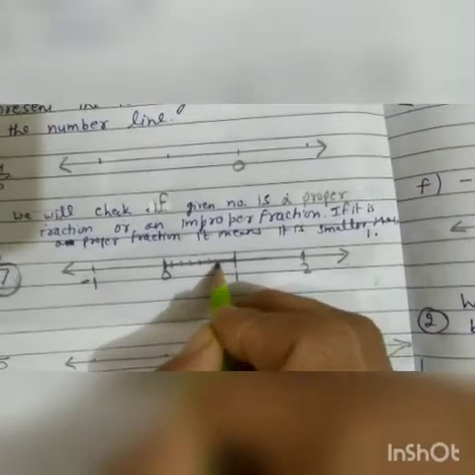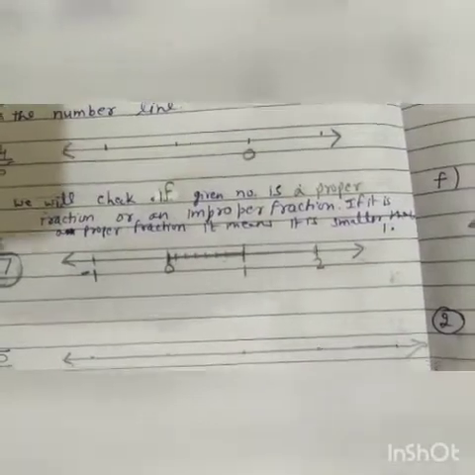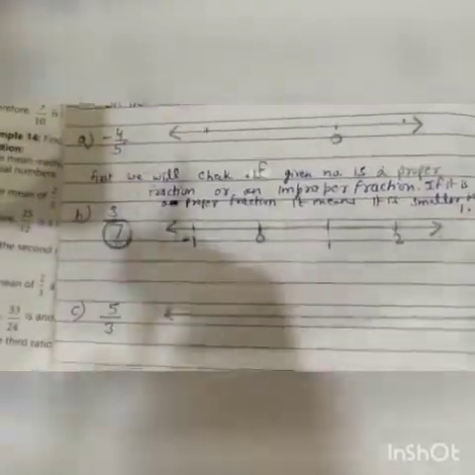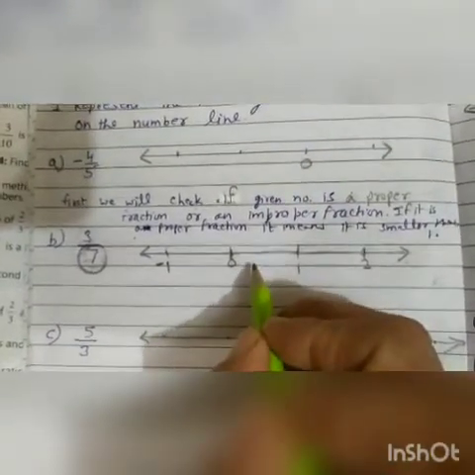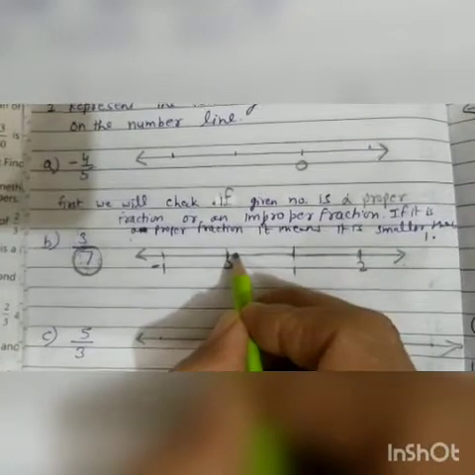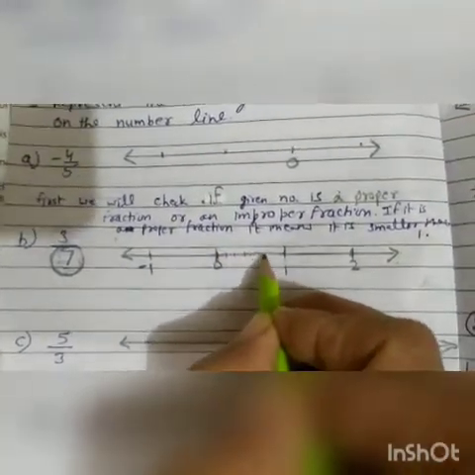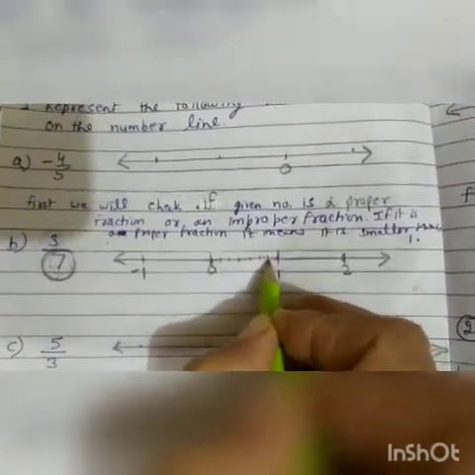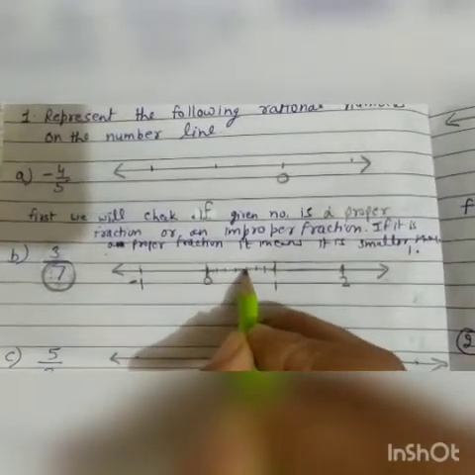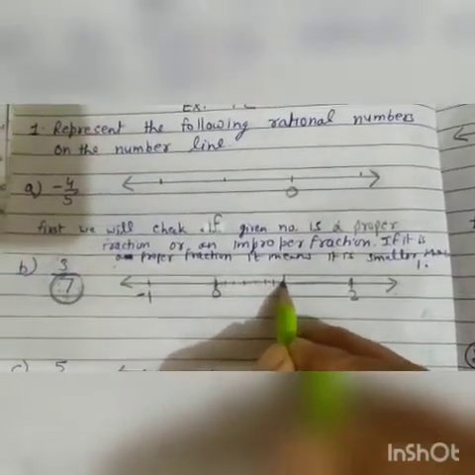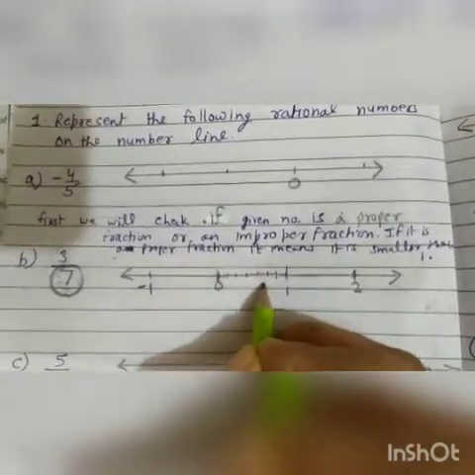It is greater, so I will do it again. See, first I will erase it, then I will do it again. See, I have erased it. Now I will divide this distance again into 7 divisions. This is 1, 2, 3, 4, 5, 6 and 7. Now this unit distance is divided into 7 divisions.